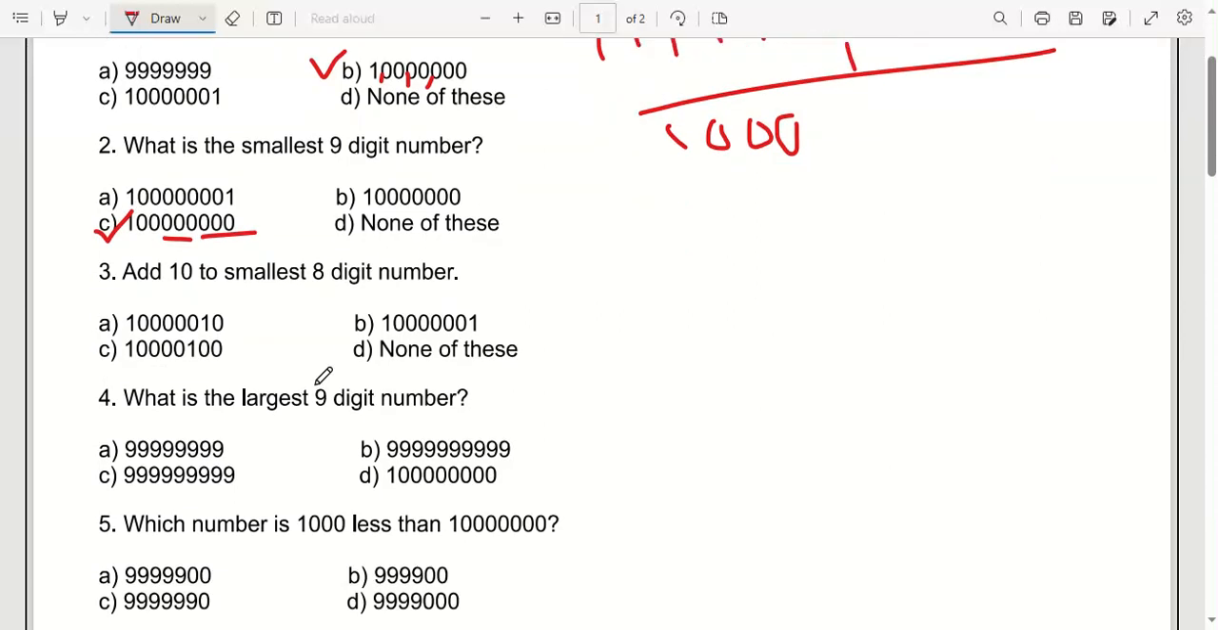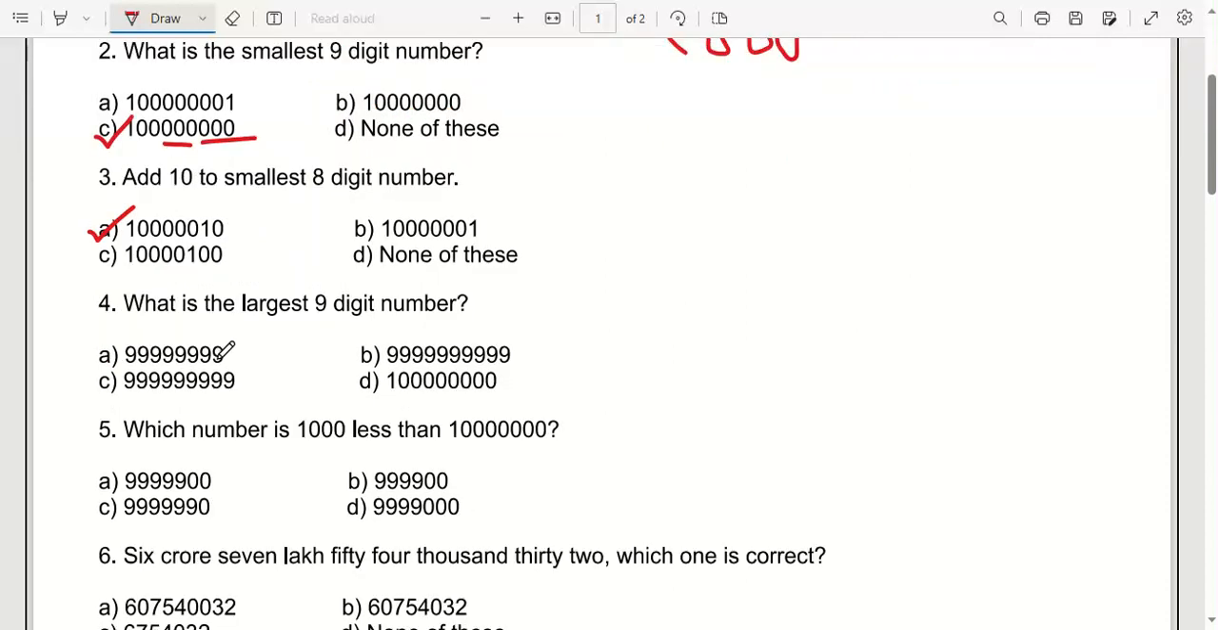Next question, add 10 to the smallest 8 digit number. The smallest 8 digit number is 1 crore, then 1 crore 10. The correct option is option number 1, 1 crore 10.